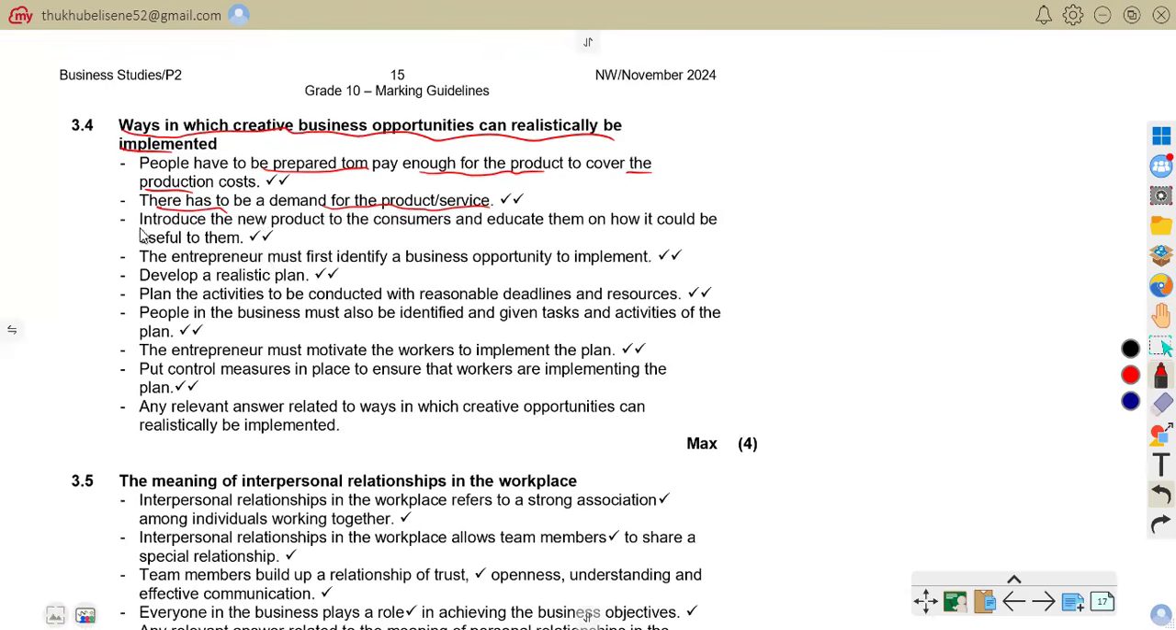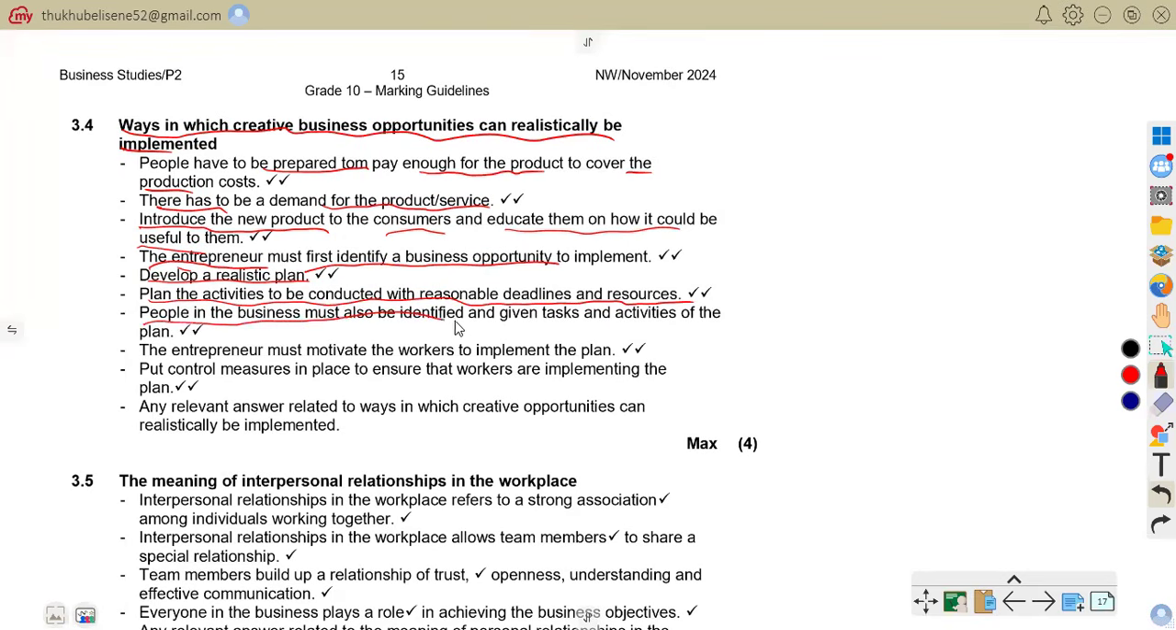Introduce the new product to consumers and educate them on how it could be useful to them. So that's another way in which creative business opportunity can be realistically implemented. The entrepreneur must first identify a business opportunity to implement, develop a realistic action plan, and plan activities to be conducted with reasonable deadlines and resources.